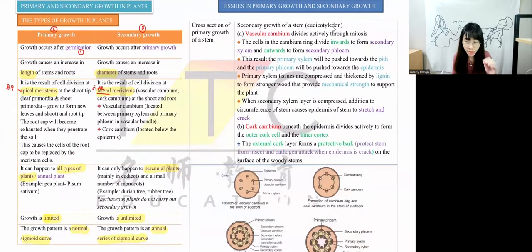For primary growth, they will ask you about the process that happens before and after primary growth, whether it increases in length or diameter, whether it happens in apical or lateral meristem, whether it occurs in all types of plants or only woody plants, and whether it is limited or unlimited. This is the question that you will see in differences. Differences can be 4 marks, 5 marks, or 6 marks, depending on the question itself.